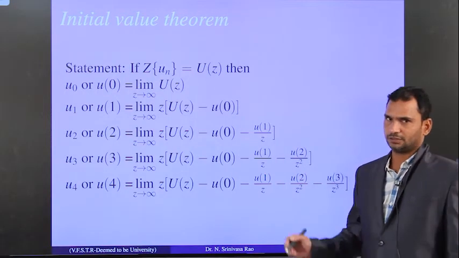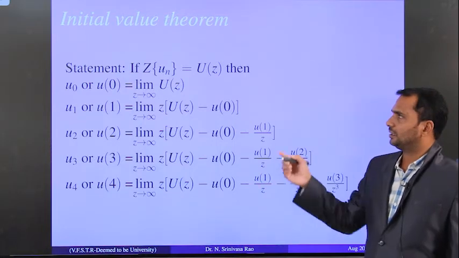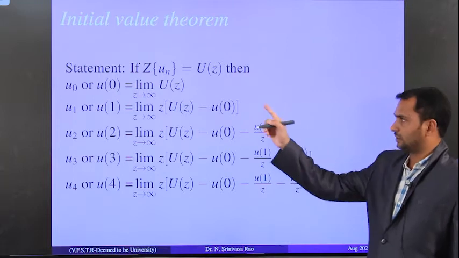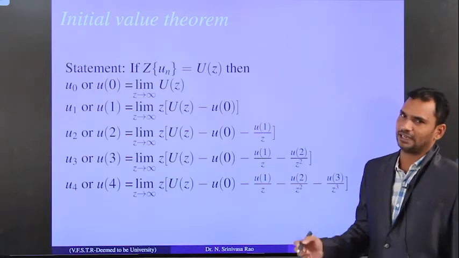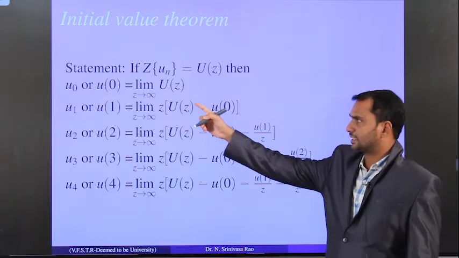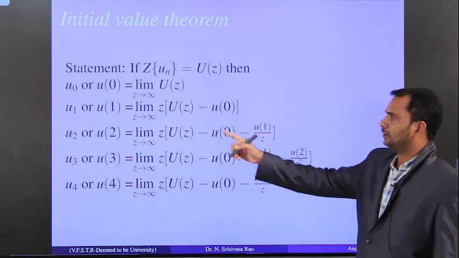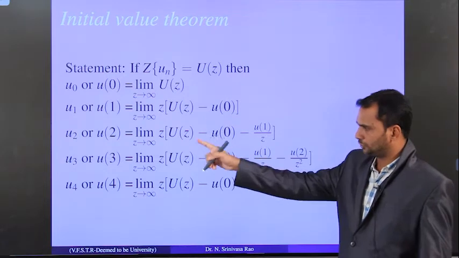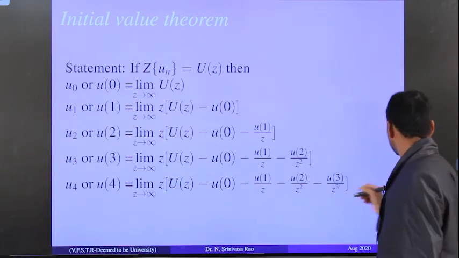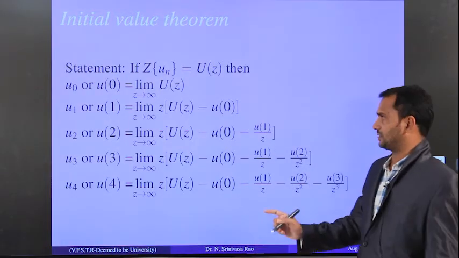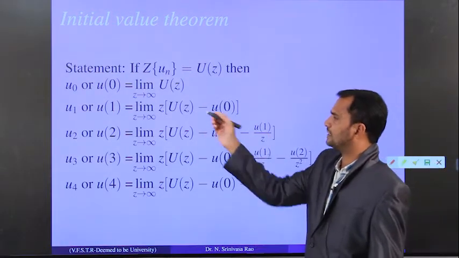Hello everyone. Now we are going to discuss the next topic, initial value theorem. This is the statement of the initial value theorem. If Z of u(n) is U(z), then what are u0, u1, u2, u3 and u4? This is called the initial value theorem in Z transformations. So what is the u0 formula?